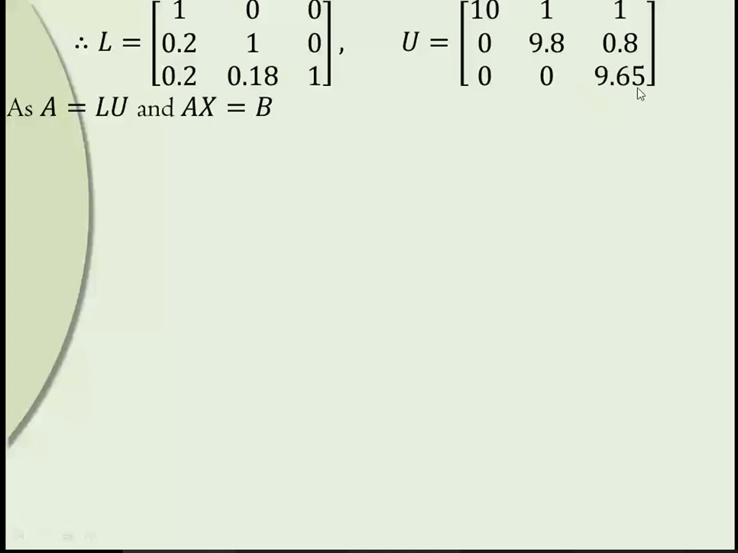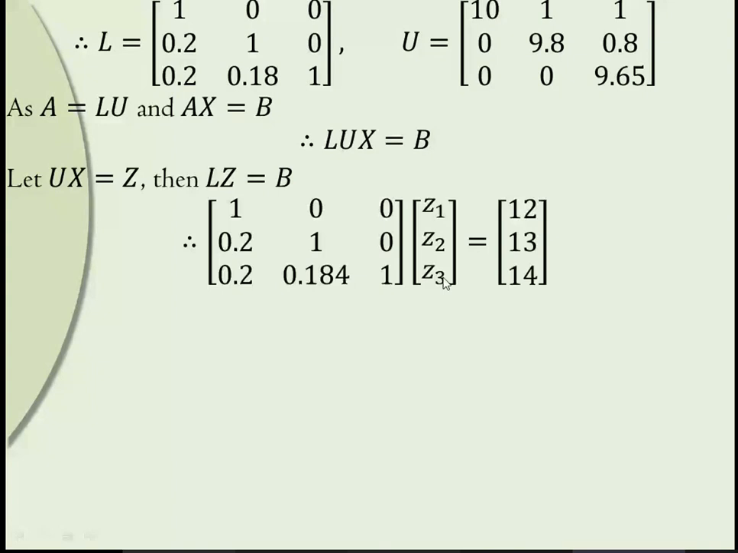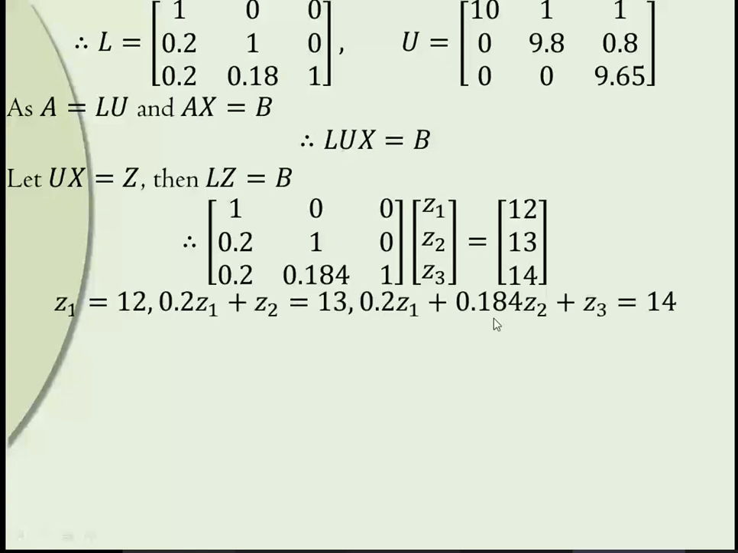Okay. Now as A is LU, put that LU over here. It becomes LUX equal to B. Substitute UX equal to Z. So we get LZ equal to B. Then take this L, multiply with Z, that is Z1, Z2, Z3, equate with the constant matrix B, 12, 13, 14. Okay. Solve these equations, take the product of these two matrices, equate with these. We get three equations. Solve these three equations, gives us Z1, Z2, Z3.